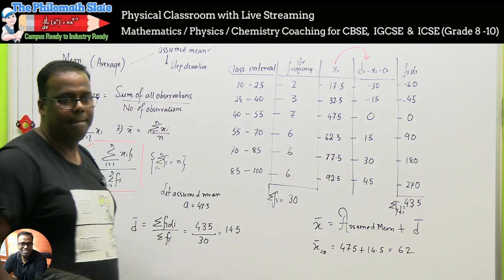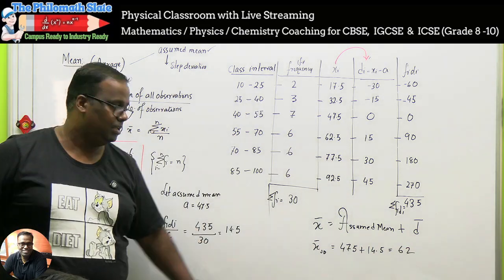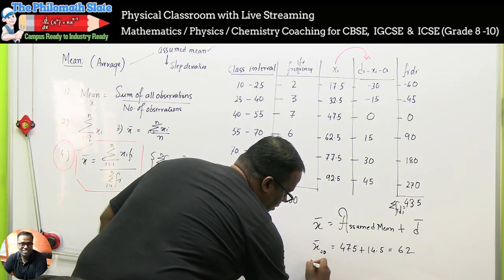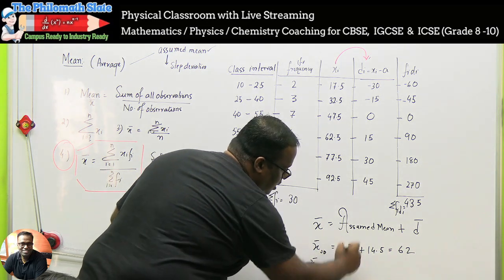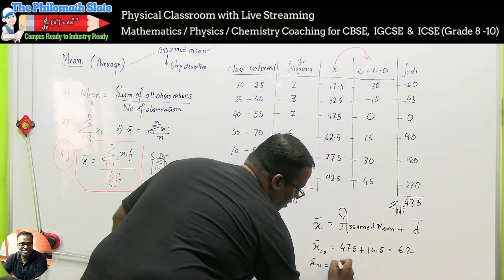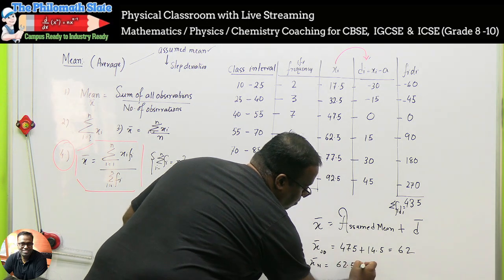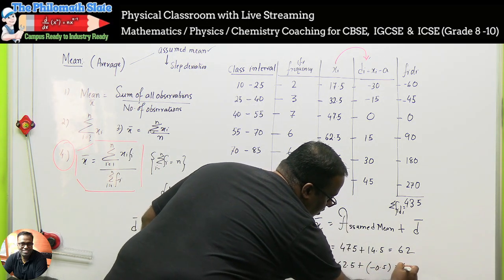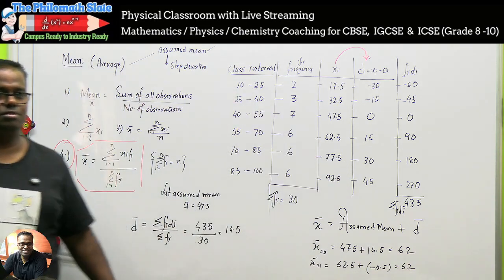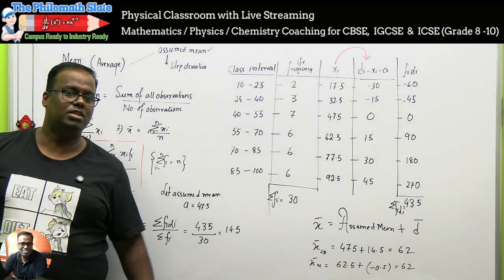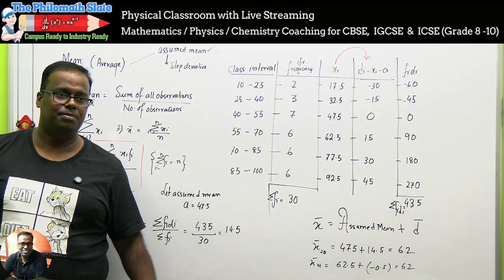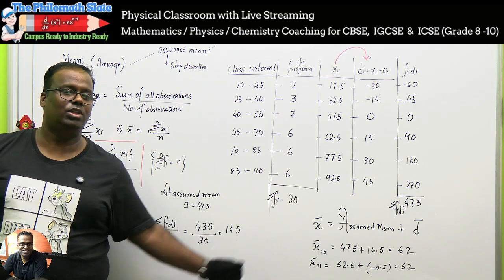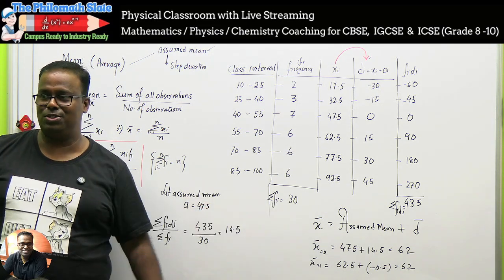What is the answer? 62. Fine. Now X bar by Neha's method. What is her assumed mean? 62.5. Plus D bar. Her D bar is negative 0.5. The answer will not be different. What will happen? After teaching so much, does 6.2 and 62 ever get mixed up?